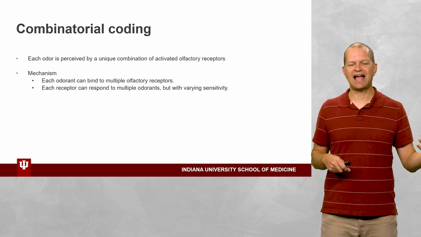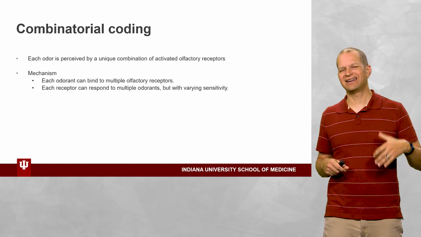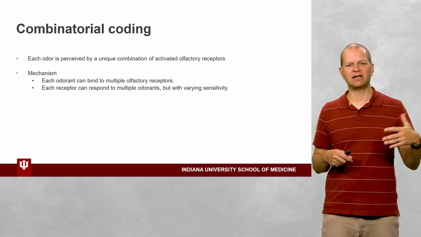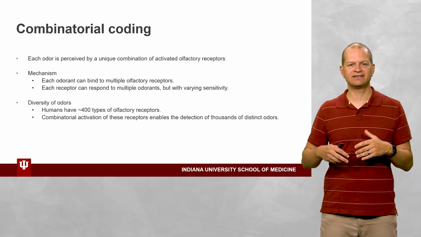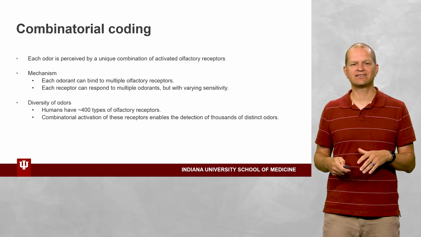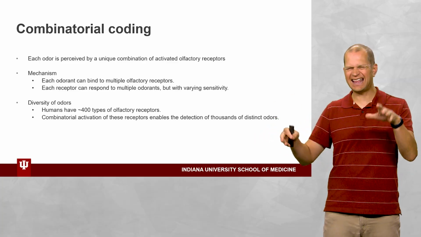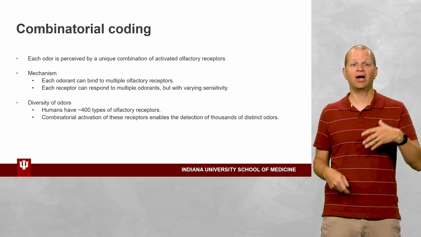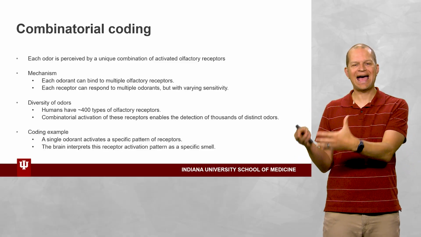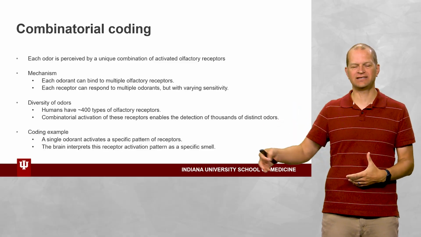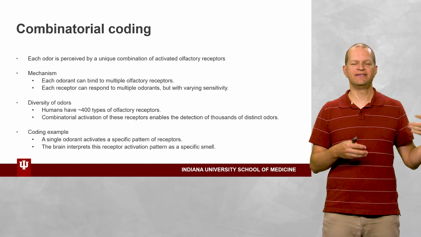These receptors are activated. Maybe some are activated a whole lot, some are activated a little bit, some aren't activated at all. Combinatorial coding takes all of this activation, inactivation, and partial activation, and goes, oh, this is what I'm smelling. That pattern activated by that specific scent tells your brain this is what I'm smelling.